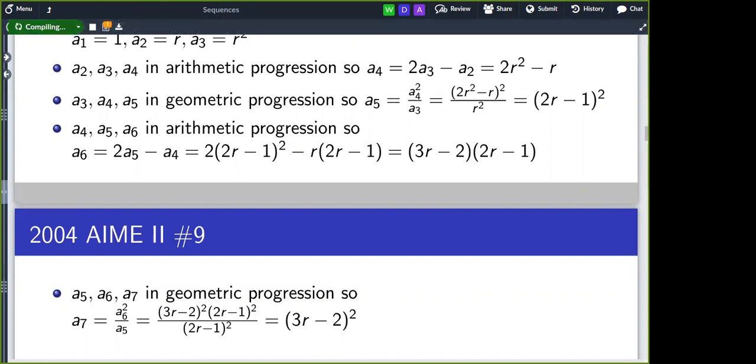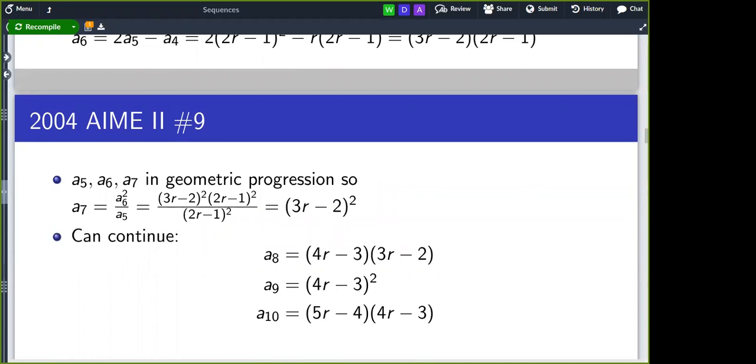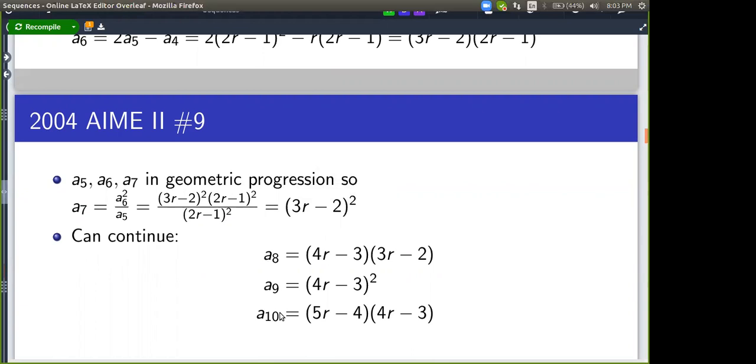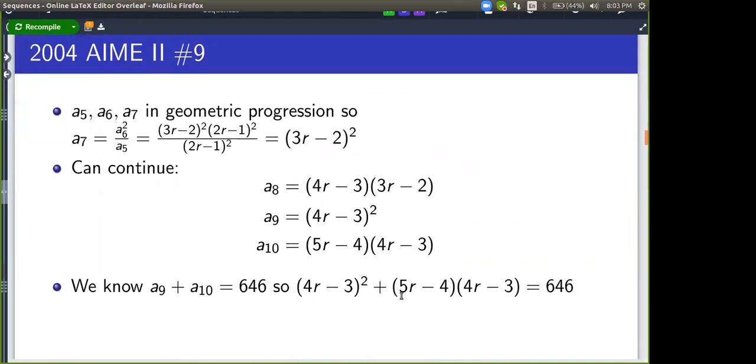After calculating this many terms, you can start to see a pattern emerge. I'm going to omit the calculation, but can you scroll down a little bit? Yep. So it goes like this. And now we have an equation that A9 plus A10 is 646. So we get an equation for R.